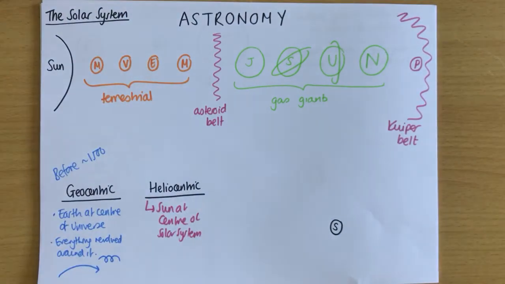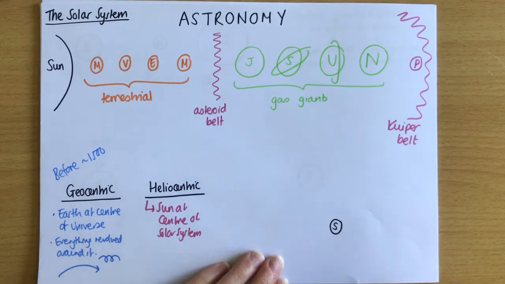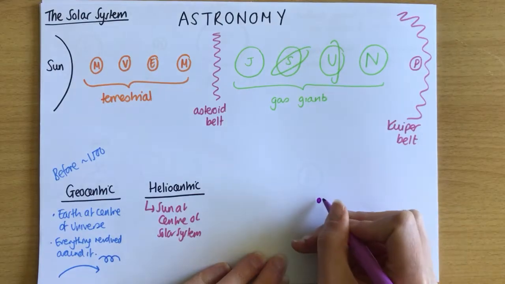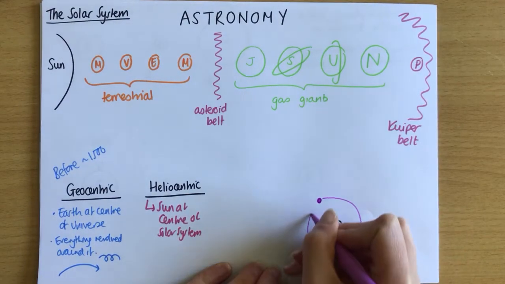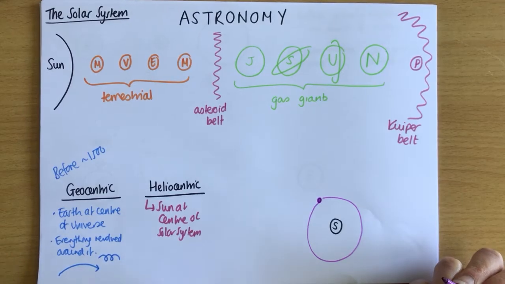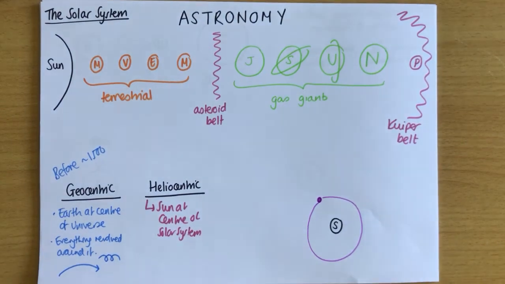We do, however, need to know about the different orbits in the solar system. So here I've got the sun. Planets orbit the sun. Now, orbit just means go around. So the planets, I'm going to draw a planet here. They will go around the sun in a roughly circular orbit. They are a little bit elliptical. Ellipses are just ovals. A circle is an example of an ellipse, by the way, but they're roughly circular.